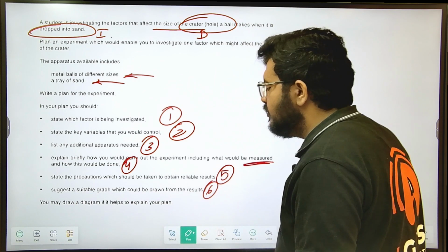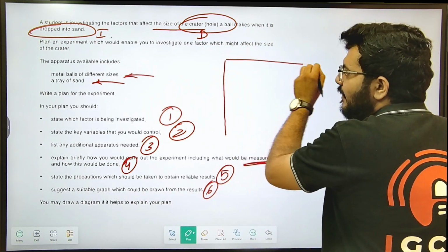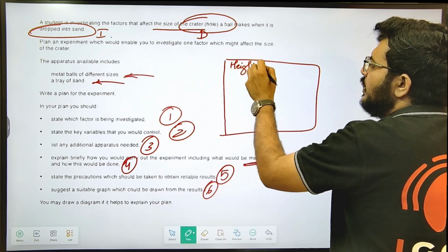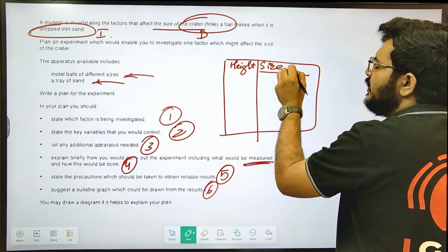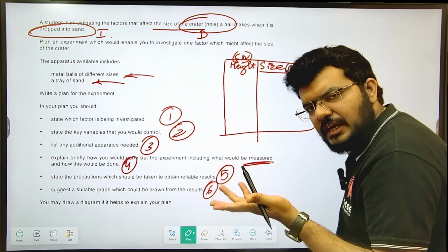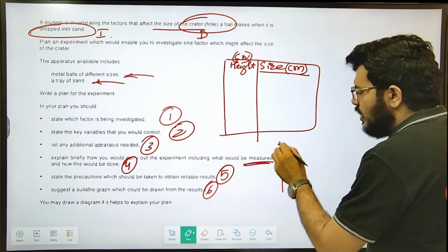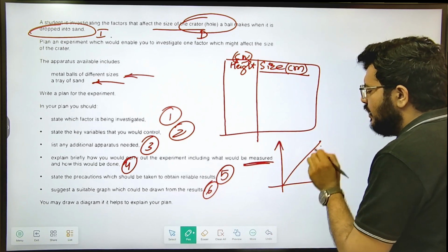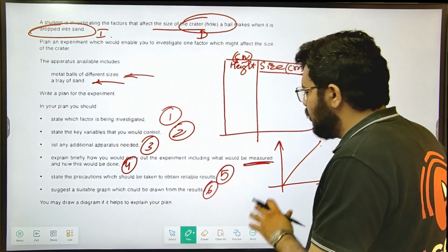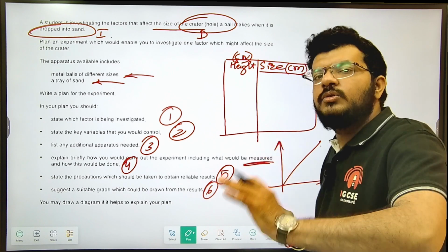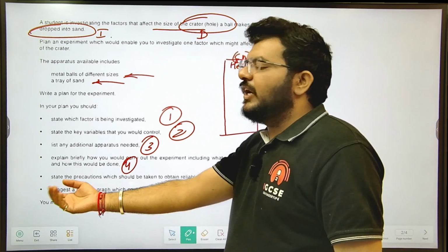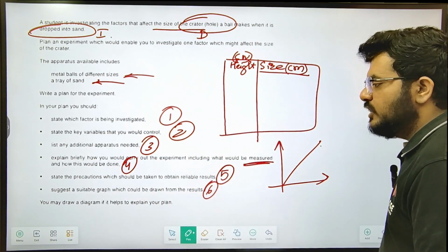Suggest a suitable graph which could be drawn. So what can I do? I will make a table with the height from where it is dropped and the size of the crater. The size of the crater in centimeter, the height from where it is dropped can be in centimeter. Then draw a line graph and find out the conclusion. Suggest a suitable graph which could be drawn. So they are not asking you to conclude it. They are asking which graph should I draw. You should draw a line graph because you are trying to find out the relationship between two things, right?